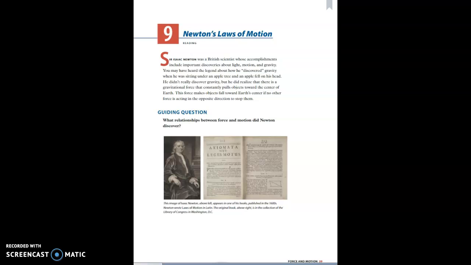And the guiding question that we're going to think about as we do this reading is, what relationships between force and motion did Newton discover? And then below we just have an image of Isaac Newton, who did his work in the 1600s. This work is written in Latin. Sir Isaac Newton did some amazing work and contributed a great deal to our modern understandings.